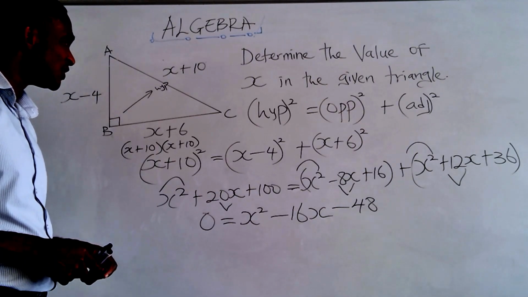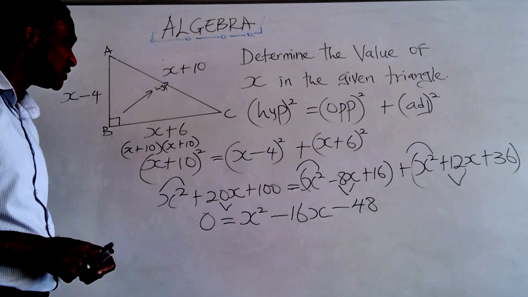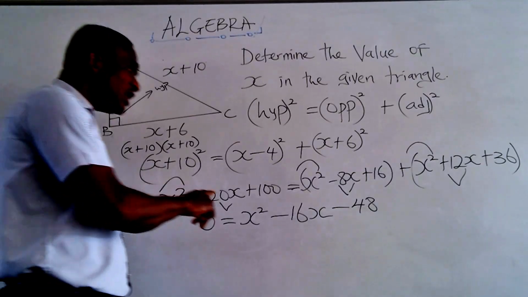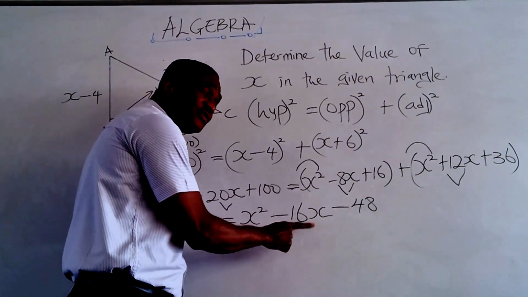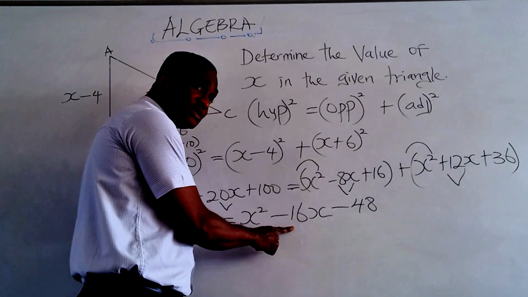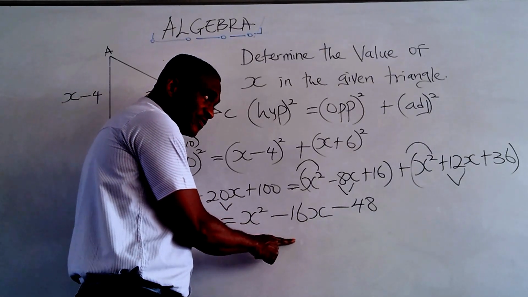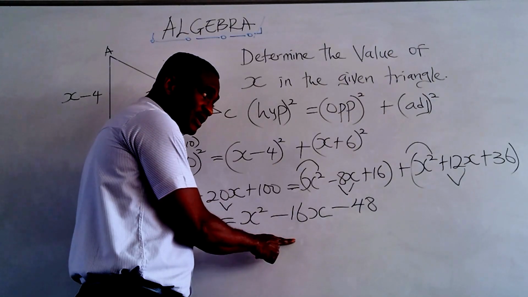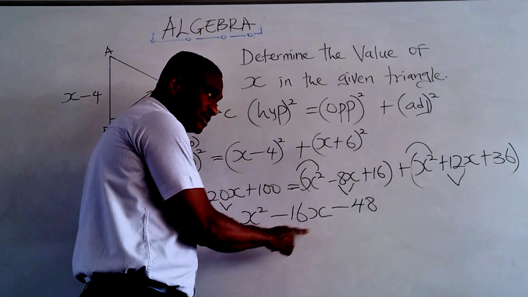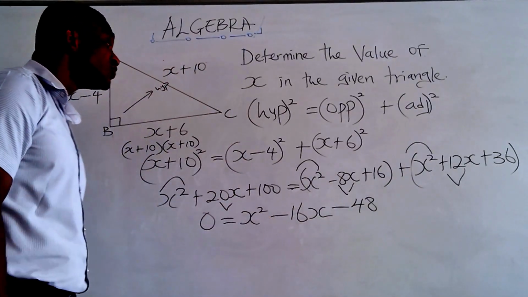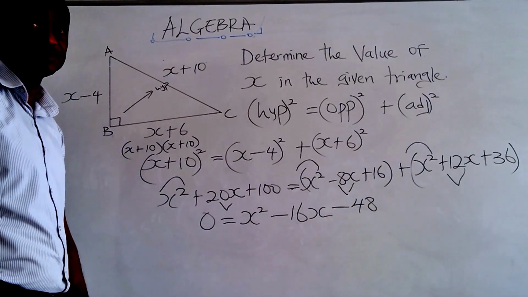12 times 4 gives us 48. But please, remember we need to check something. 12 times 4, if we have negative 12 and negative 4, it gives us negative 16. But negative 4 times negative 4 gives us positive 48. So that will not be the solution.